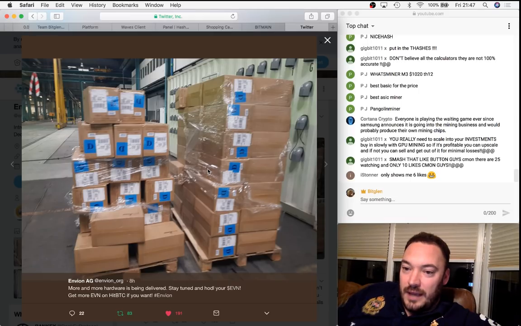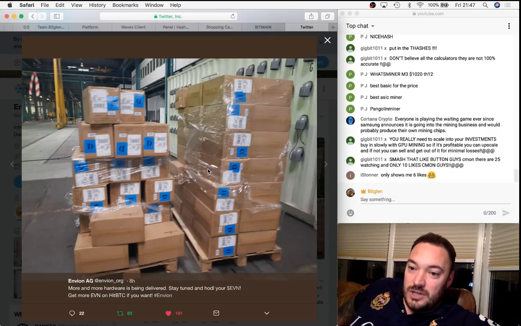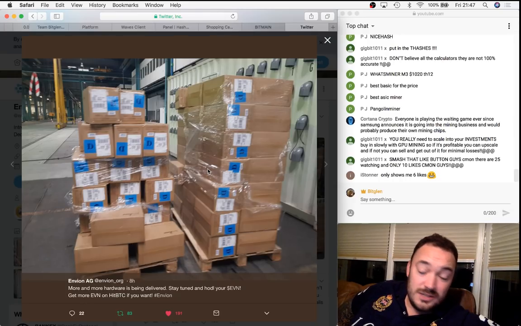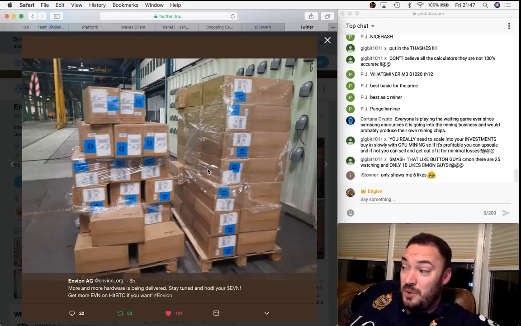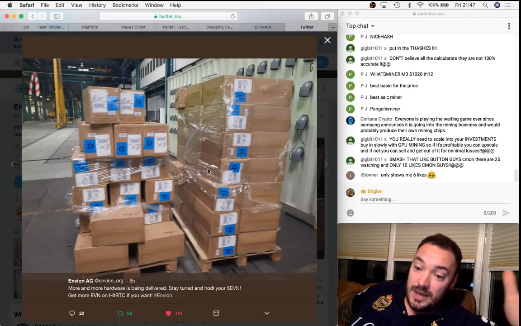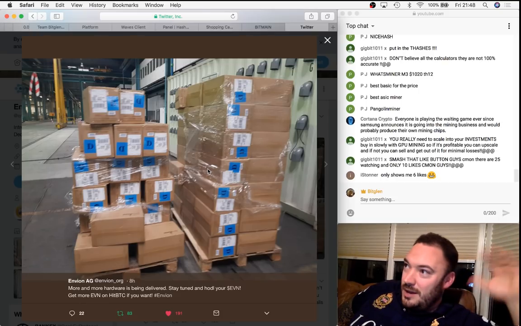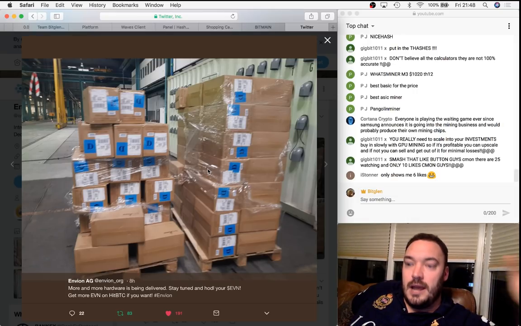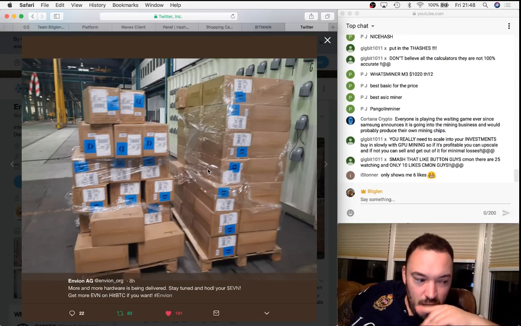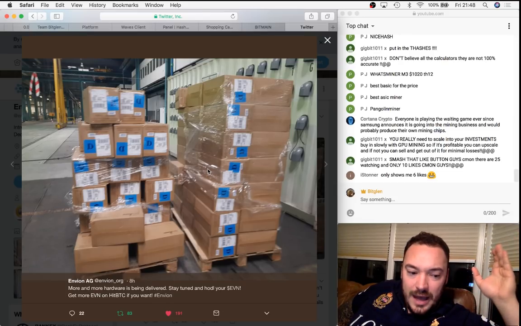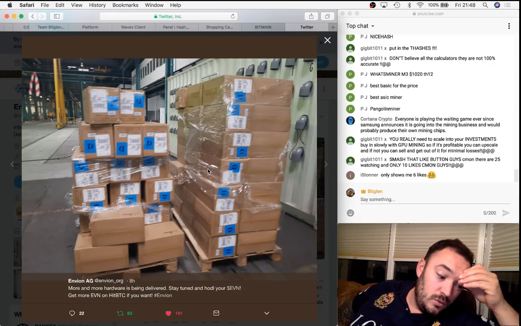Everyone is playing the waiting game ever since Samsung announced it's going into the mining business and would probably produce their own mining chips. Yes, we're all just sort of waiting, and obviously once Samsung are involved, one of the largest companies in the world and probably one of the best for electronics, you could argue no, Sony's better, or Apple, whatever, but they are one of the best electronic device making companies out there.